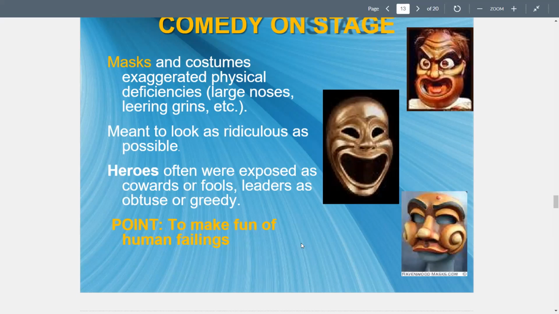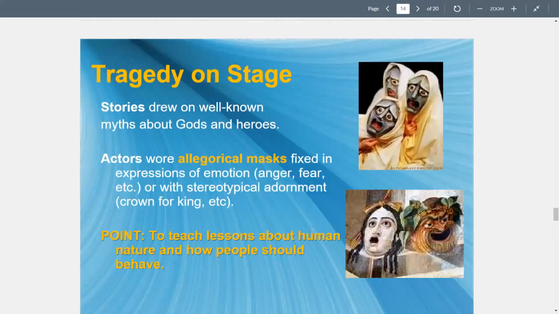Again, we have several extant works of comedies from Greek drama. Frogs is just the most popular one I can think of, but there are many comedies. There are fewer tragedies that are still existing. The tragedies on stage would draw on well-known myths about gods and heroes. This allowed people to focus more on the lessons about human nature and how people should behave.